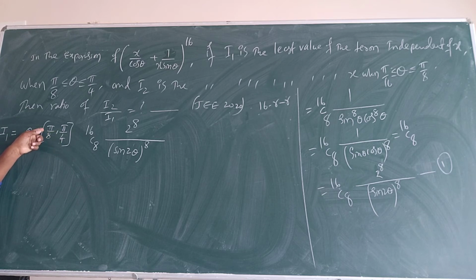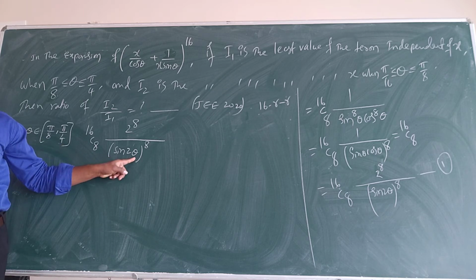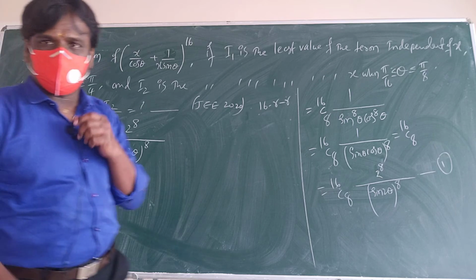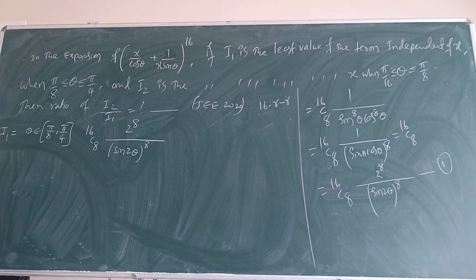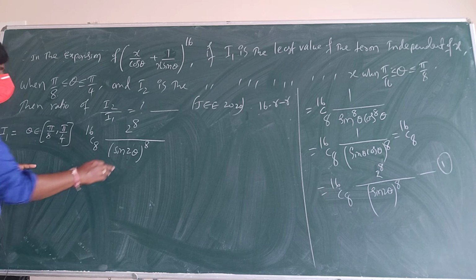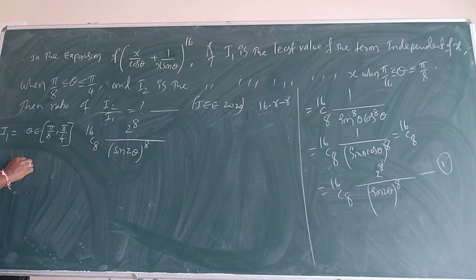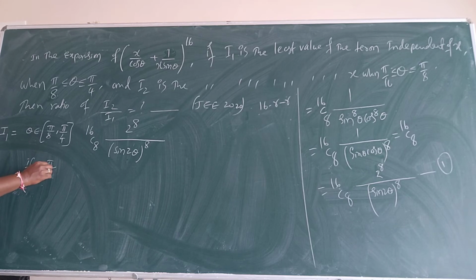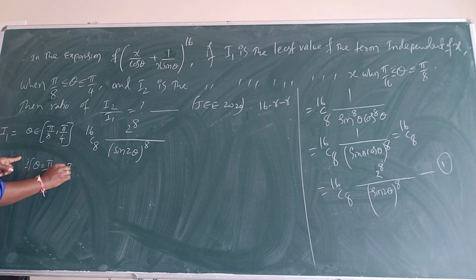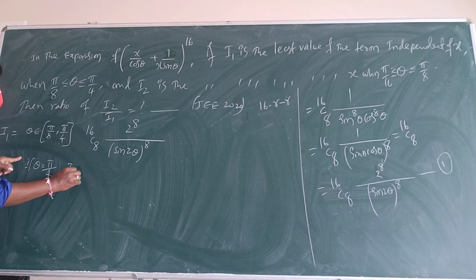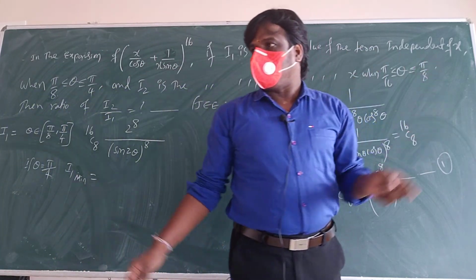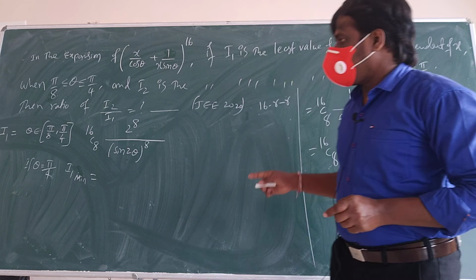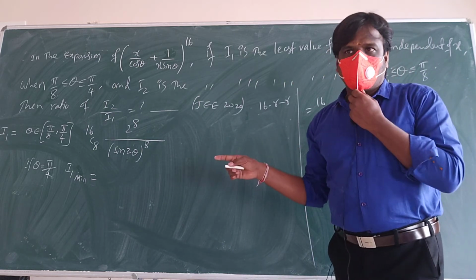Pi by 4. If I use pi by 8 here, what will I get? Pi by 4. What is the value of sin pi by 4? 1 by root 2, which is not the maximum value. Correct? So if θ is equal to pi by 4, I will get the minimum value. I1 will be minimum. He is asking for the least value, independent of x. So I1 is minimum when θ is equal to pi by 4.